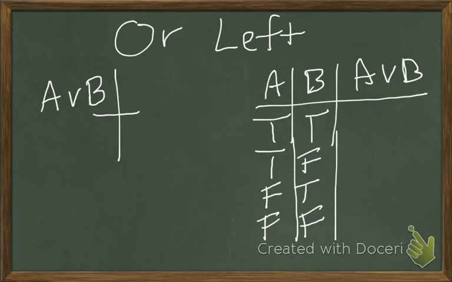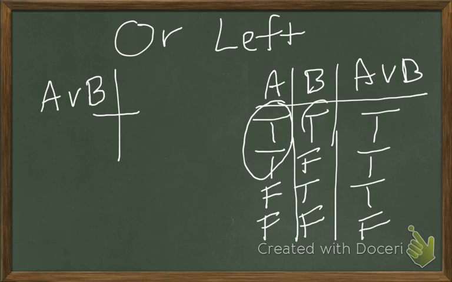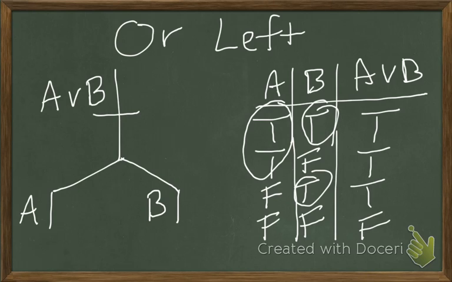So when is the formula A or B true? It's true whenever A is true or whenever B is true. So that's how the rule for or left will work. It will be true when either A is true or when B is true.